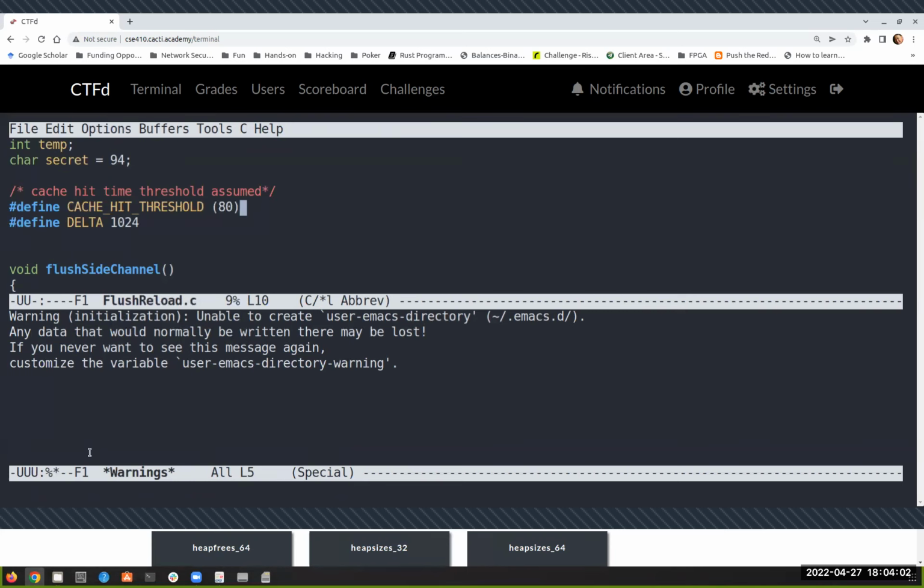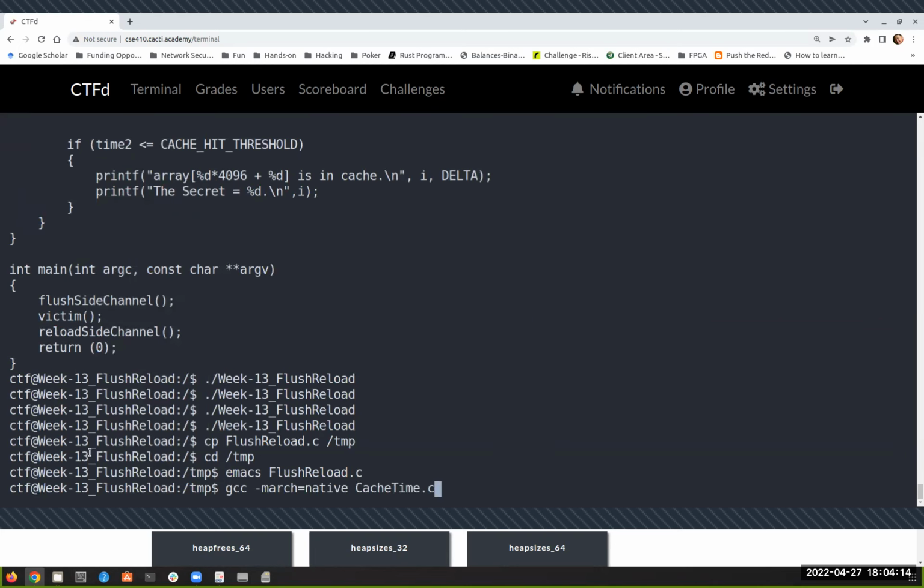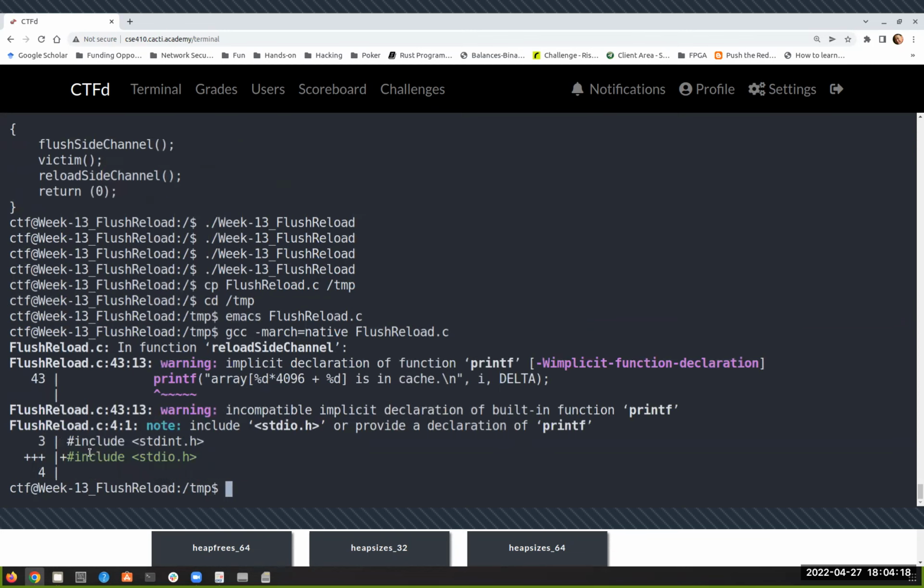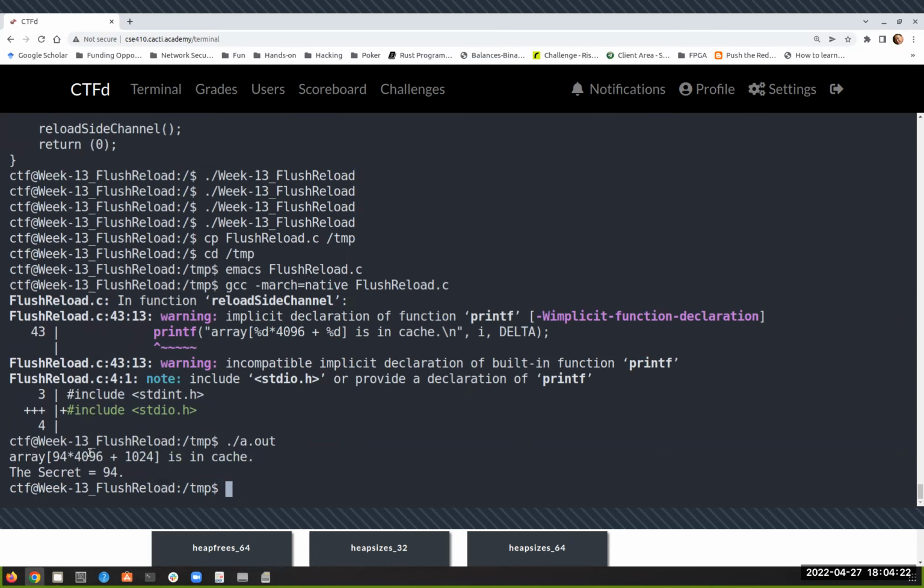Let's set the threshold like 240. If we set it too high, it will believe there are too many secrets, right? Let's set 240, probably reasonable. Then we compile it again. Good. Then we do a.out. Yeah, we got it. See?